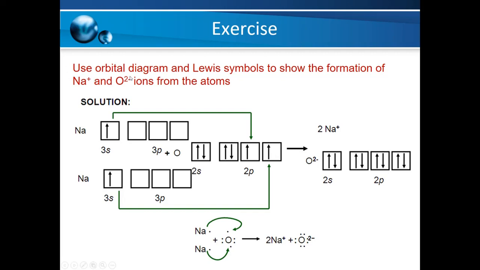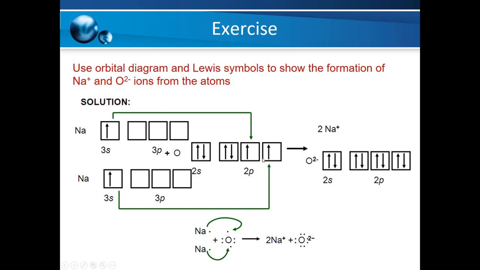Exercise: use orbital diagram and Lewis symbol to show the formation of Na plus and O2 minus ion from the atom. For the orbital diagram, you need to present your answer in the form of this diagram, and for the Lewis symbol, you need to present like this. For sodium, here is 1. Here for the oxygen atom in neutral state, the outermost shell is 2, 4, 6, 6.